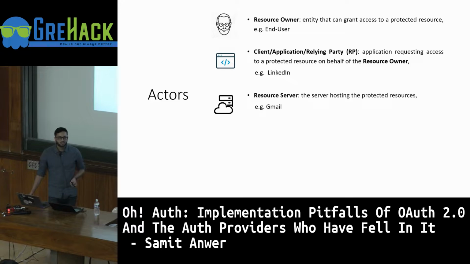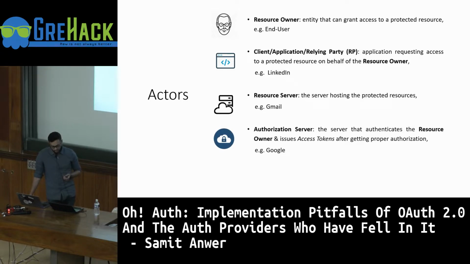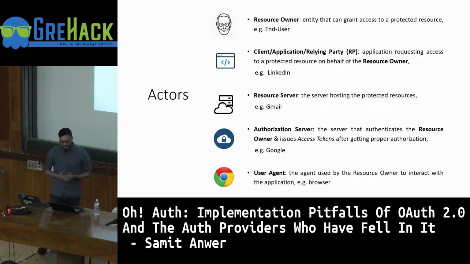Then we have the resource server, which is the server which hosts the resources of the end user. This was Gmail in our case. Authorization server is the entity that is responsible for authenticating the user and prompting for authorization. And once the end user grants that authorization, the auth server is responsible for generating the access tokens and sending it back to the client or the application and the relying party. And this was Google in our case. Finally, the user agent. This is nothing but the browser.